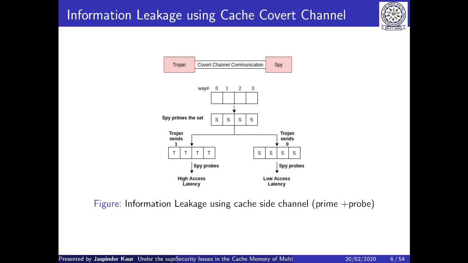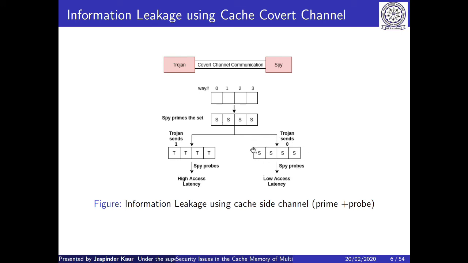After the prime phase, the rest is dependent on the Trojan. If the Trojan wants to send 0, it will do some activity. If the Trojan wants to send 1, then it will do some other activity. First consider if the Trojan wants to send 0. It will not do anything actually. If it has not requested any block which maps to this particular set, then the content of this set will remain the same. So if the Trojan wants to send 0, it will not do anything, and the set will remain the same here.